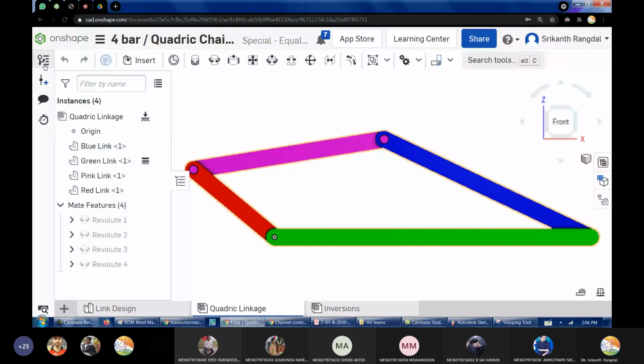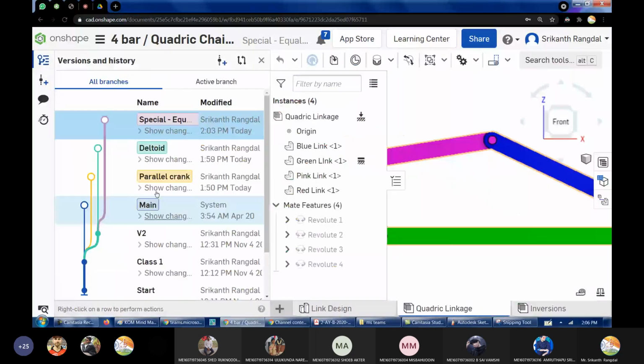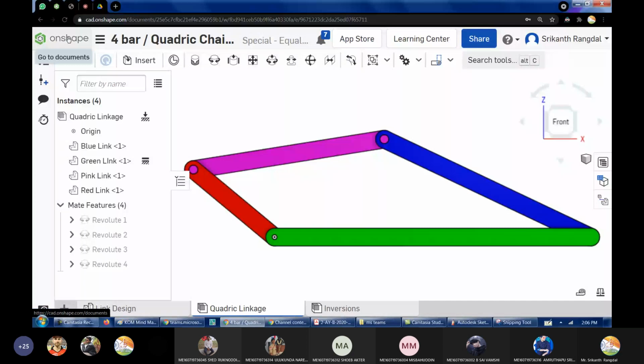Because of this branching and all the special cases, you will not be able to access them without having the account. So by next class, today is Saturday anyway, you have a Sunday in between. Before Monday, just go to the onshape.com website and get yourself registered. You can register with your Gmail ID, nothing wrong with that. In fact, I suggest you register with a Gmail ID. Don't use the Teams ID.